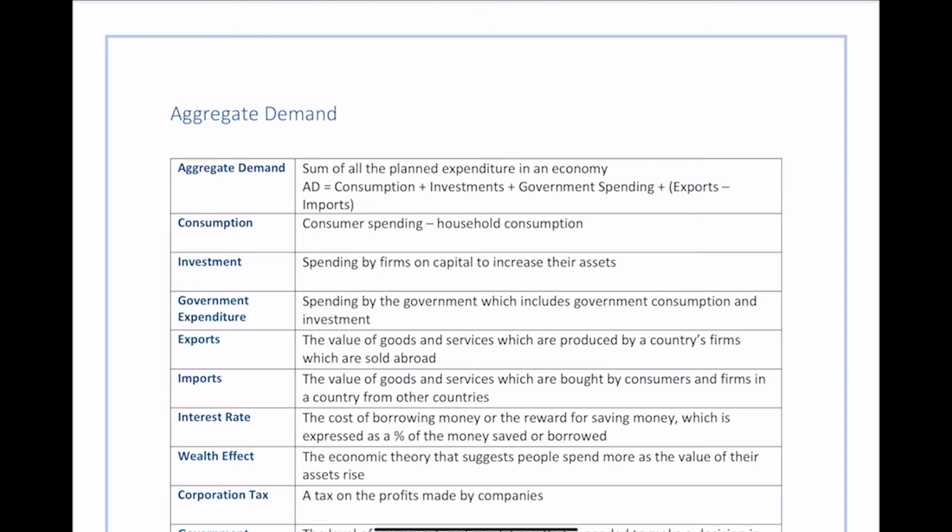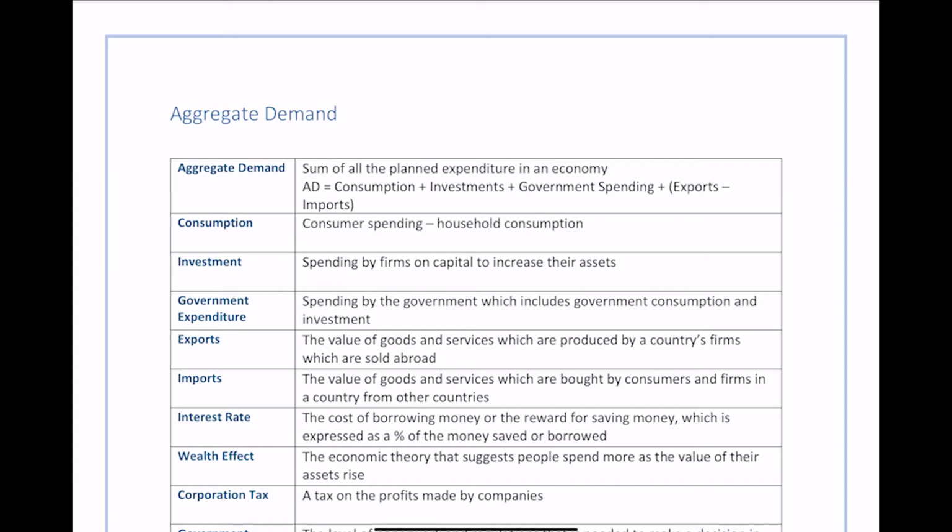And also, we've said it's the reward for saving. If you put your money in a bank account and you got, say, 5% a year, then for putting in £1,000, you'll get £50 a year just because you put your money in the bank. So that's basically what interest rates are.